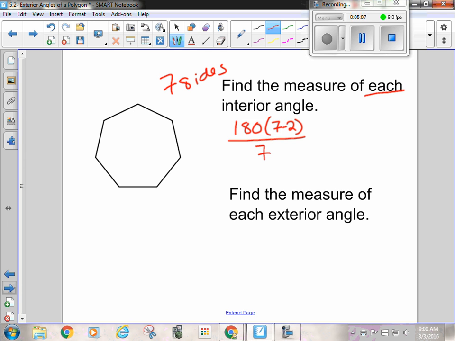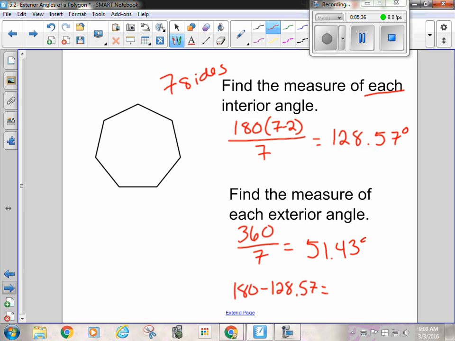And typing that in on my calculator, I find that to be 128.57. Well, let's round it to 2 decimal places. Okay, we can find the measure of the exterior angle. We can either do 360 and divide it by 7, or remember we can take our 180 minus our 128.57. This is going to give me the same answer regardless of which one I do. And we end up finding that my exterior is 51.43 degrees. So we have the interior and the exterior of this heptagon.